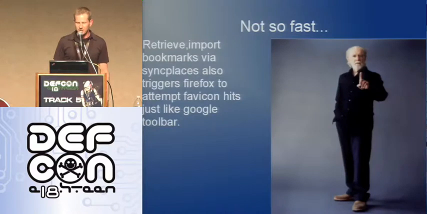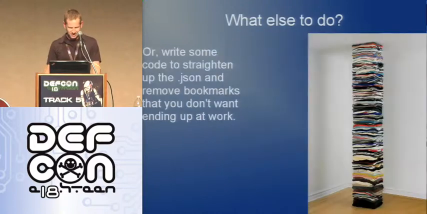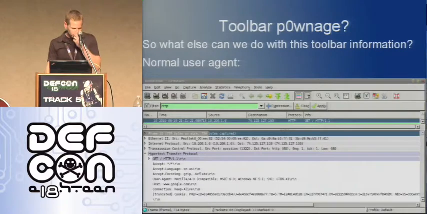But the gotcha here is that anytime you import bookmarks, and I tested this in Firefox, it still does exactly the same thing. It still tries to retrieve all the favorite icon hits just like the Google Toolbar. So what do you do? Duh, stop looking at porn. Or go back to the good old days when you could carry it around on your floppy disks. Or if you're just determined to have it, you could straighten up the JSON, get it all neat and remove the bookmarks that you may not want someone else to see, and then write some script to carry it back and forth. So enough about that.